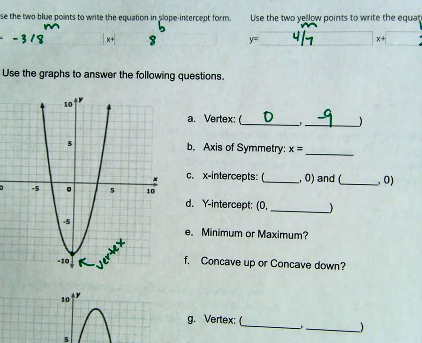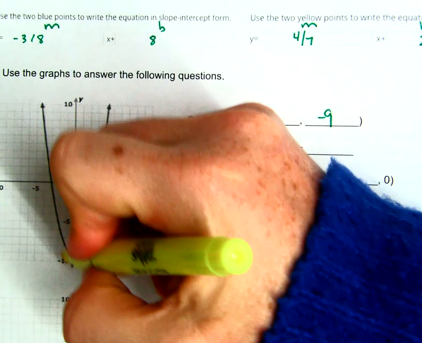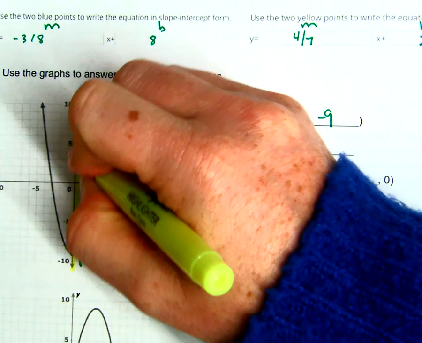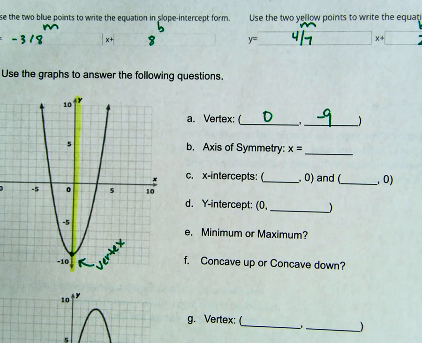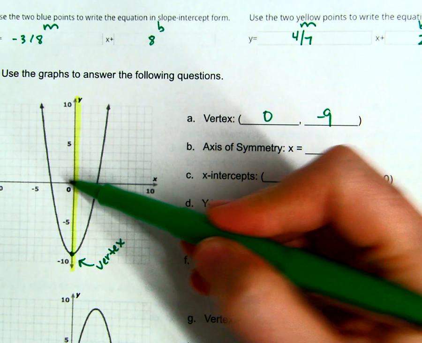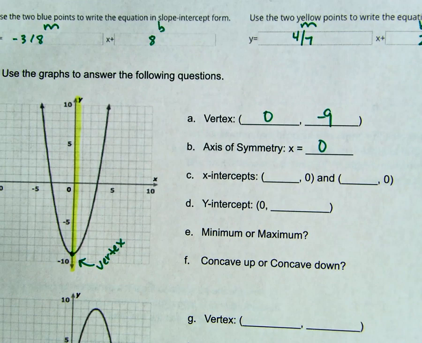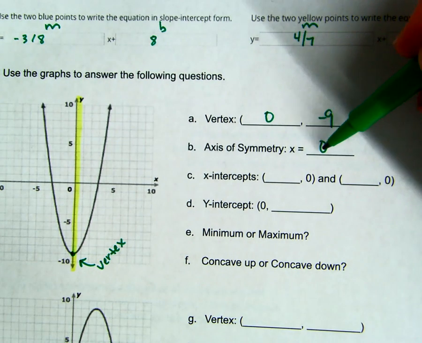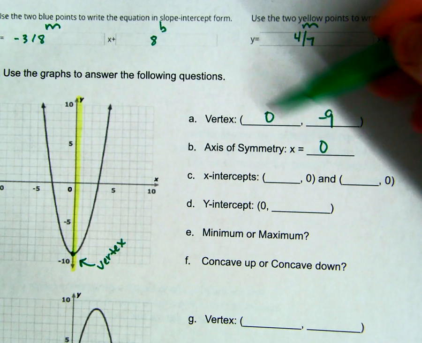The axis of symmetry is going to be the line that cuts the parabola in half. And you're going to give the x value of where that happened. So the x value of that would be 0. And guys, the vertex x and the x from the axis of symmetry, they should be the same number every time.